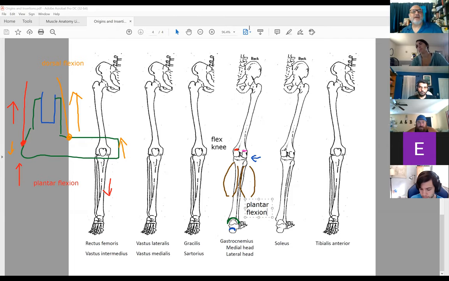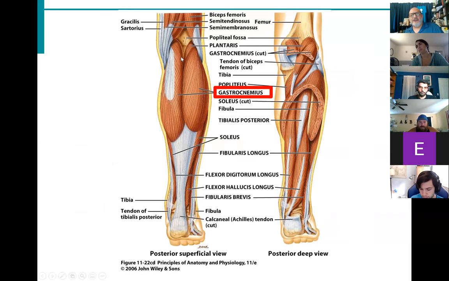All right. Now, let's look at one more thing in our pretty picture here. Notice again, we clearly have those two nice bellies. And what I really like about this picture is notice here in the deep view, when they've removed a bunch of the muscles at the top, we can actually see those origins of the two heads. They've cut the bellies themselves, but we can see that lateral and medial head, how they attach to the condyles, but above the knuckles of the knee.